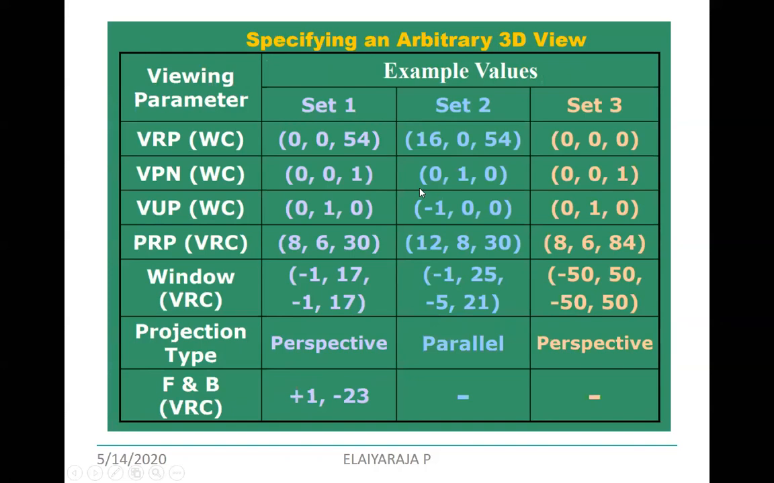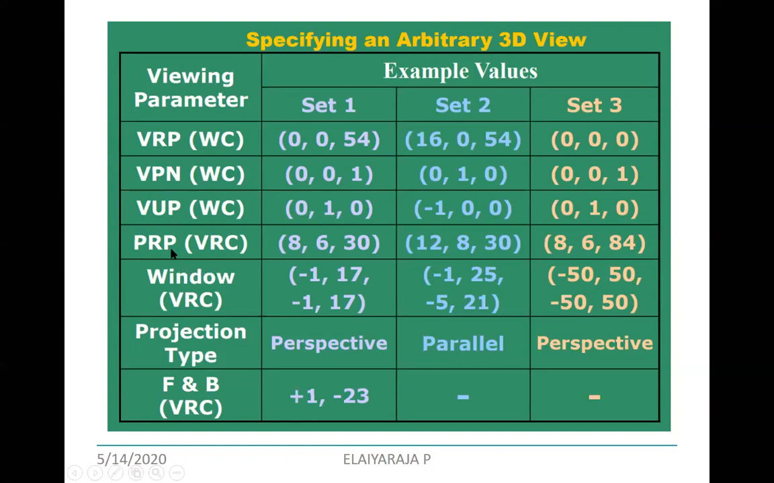There are a few example values when you look into an arbitrary 3D view. Using this you can do the calculation, and we will also discuss the simulation. So the example values with respect to your viewing parameters: you can take the viewing reference point in world coordinates as 0, 0, 54, the view plane normal with respect to world coordinates as 0, 0, 1, and the up vector as 0, 1, 0.